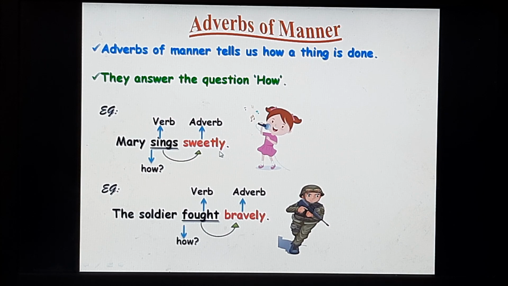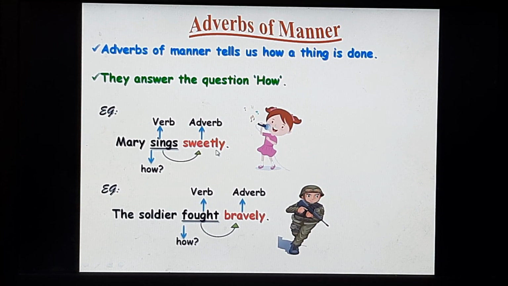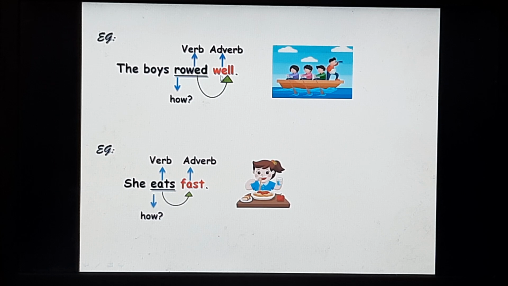Mary sings sweetly. So, first you pick out your verb sings. Put the question how to the verb. Sings how? Sweetly. Your answer sweetly is adverb of manner. So, we say the adverb sweetly modifies the verb sings. The soldier fought bravely. Fought is the verb, fought how? Bravely is the answer. That is adverb of manner. We say the adverb bravely modifies the verb fought. The boys rode well. Your verb is rode. Rode how? Well. That is adverb of manner. We say the adverb well modifies the verb rode.